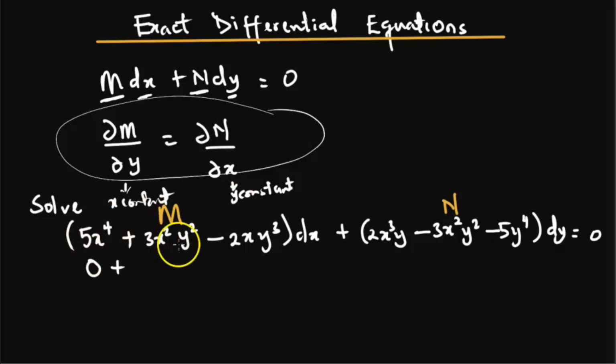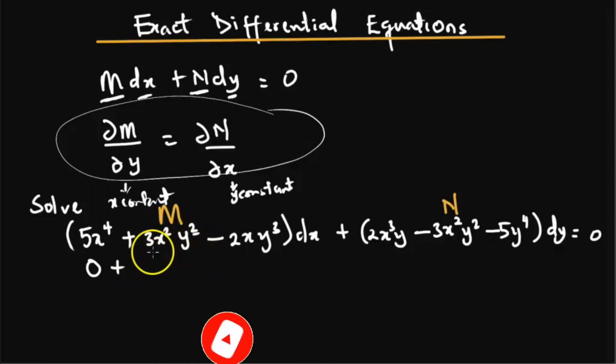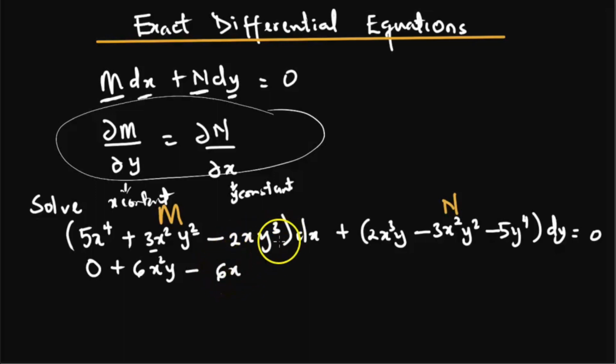Plus 3x^2y^2, we are keeping x constant, so when we differentiate this, we have 2 multiplied by 3, 6x^2y. Minus, we are keeping x constant, so 3 multiplied by 2, 6xy, subtracting 1 from the power 2. So we have this dx plus, now we're going to differentiate N partially with respect to x and keep y constant.